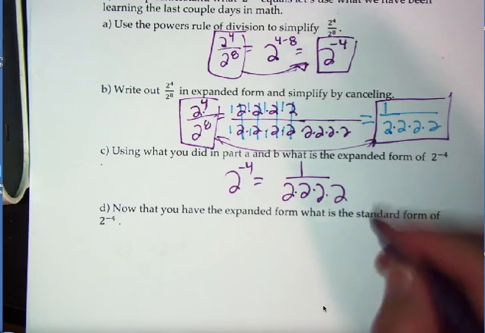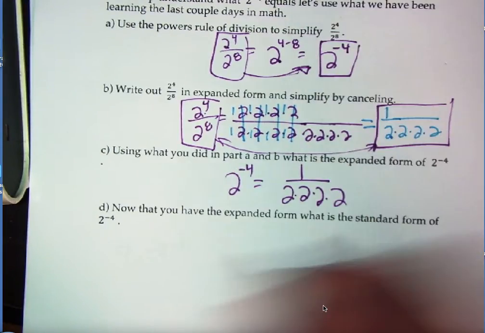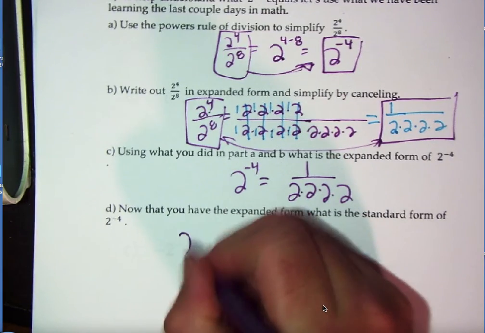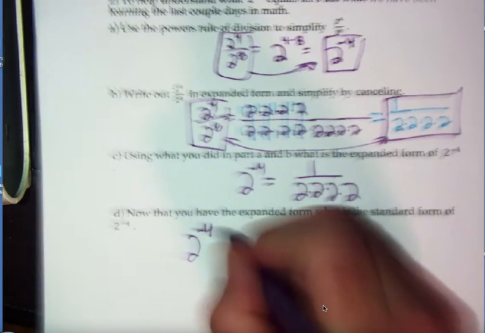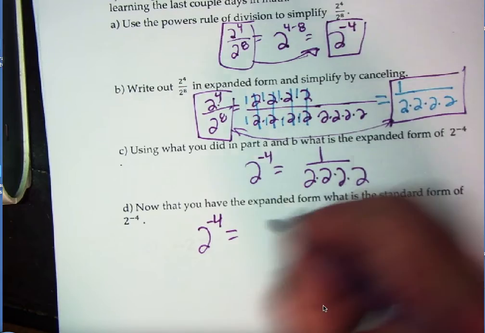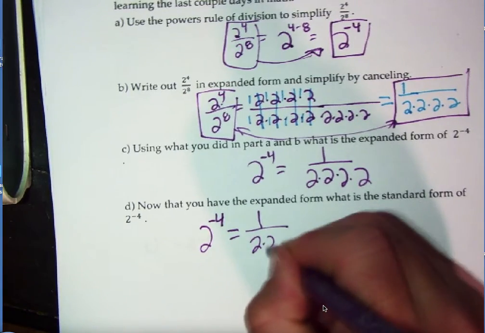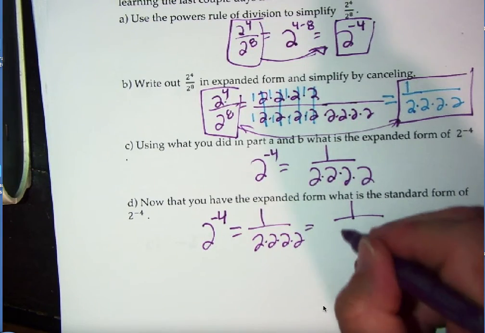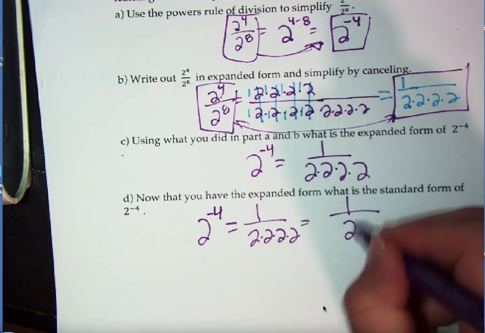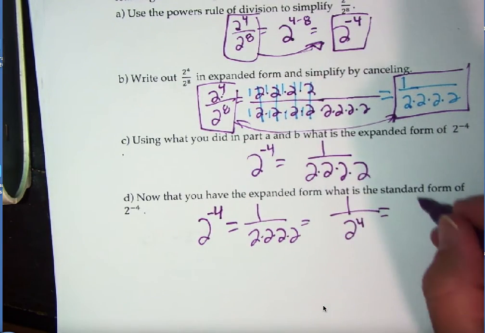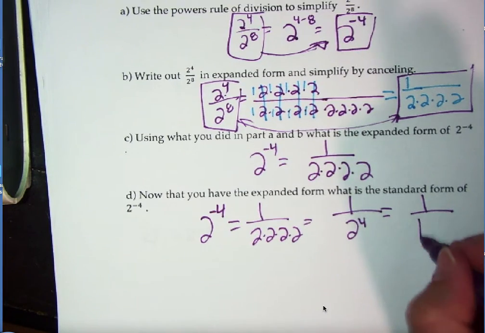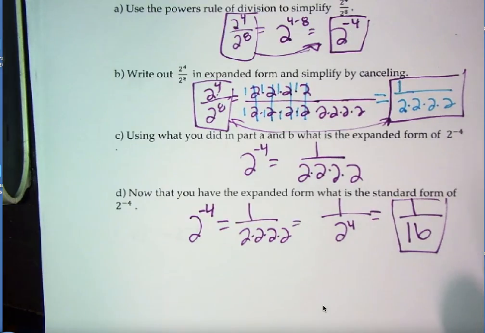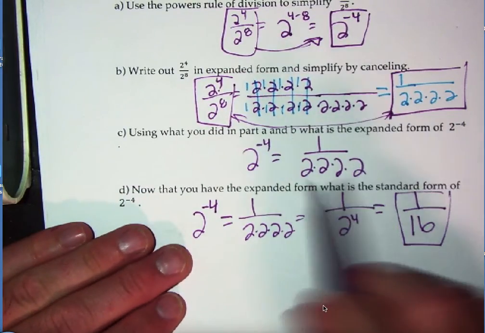And now we know, we can fill it in up here, but we'll do it here. What is the standard form of 2 to the negative 4th? So 2 to the negative 4th, we discovered, is the same as 1 over 2 times 2 times 2 times 2, which if we write it in another form is 1 over 2 to the 4th, which is 1 over 16. Boom. And so that adds to our understanding.